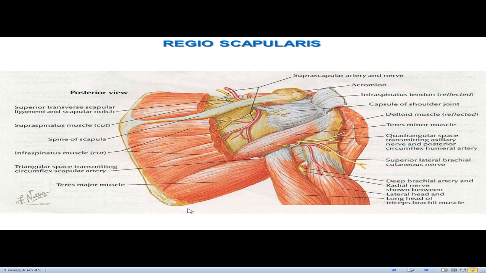Medially, it's the medial border of the scapula, the medial margin of the scapula. And laterally, it's the posterior margin of the deltoid muscle and the posterior axillary line which passes vertically down from the posterior margin of the axillary fossa.